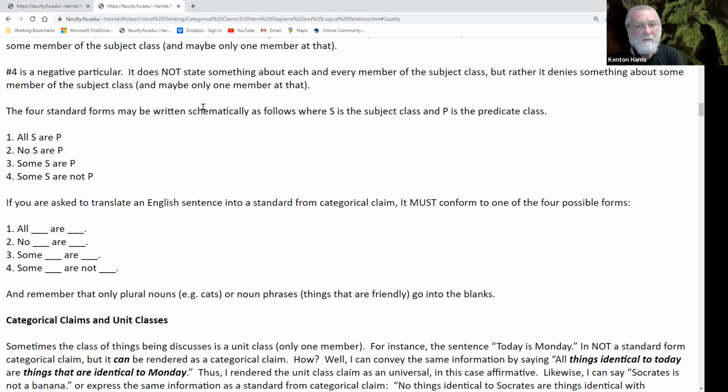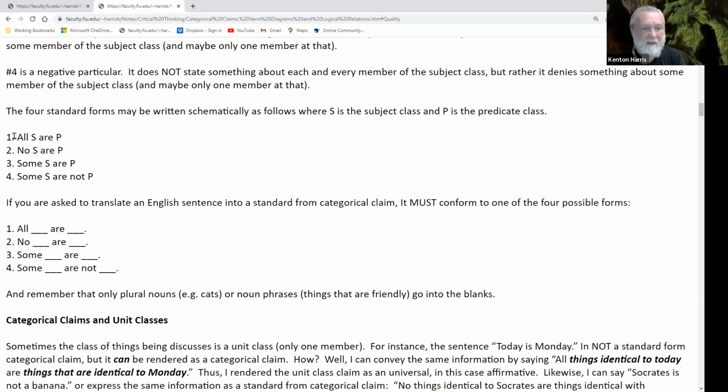So again, they are written systematically this way. Oh, by the way, I go back and forth. I'd have to clean up my notes even more to fix this. But here now I've switched to S and P. That's a pretty standard way of rendering these, S and P, because the idea is S stands for subject class and P stands for predicate class.